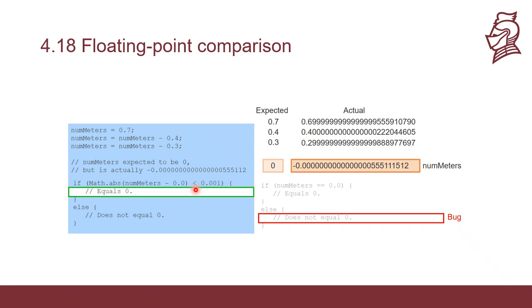So if that's the case, then we're going to treat it like it's equal to 0. If it's not less than 0.001, that means something else is happening, so it's not equal to 0, right? So if we want to know if it's equal to 0, we have to do this business with the absolute value, subtracting it, and then checking to see if it's less than some error or epsilon over here. Okay, that's how we do it.